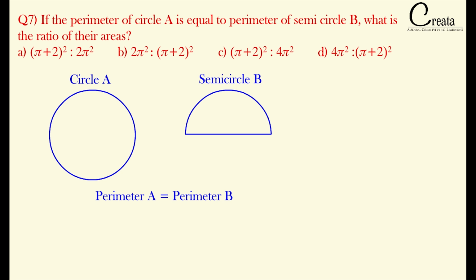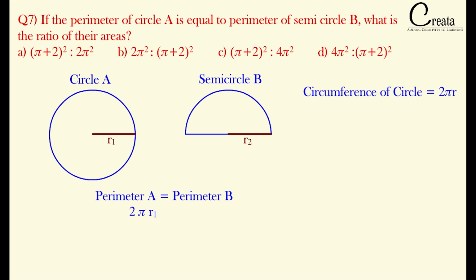So firstly, let's assume the radius of this complete circle A as r1 and radius of this semicircle B as r2. The perimeter of the circle is basically the circumference of the circle, that is the total length of the boundary of the circle. And we know the circumference of a circle is 2 pi r. So we got the perimeter of the circle A is 2 pi r1. Here radius is r1.